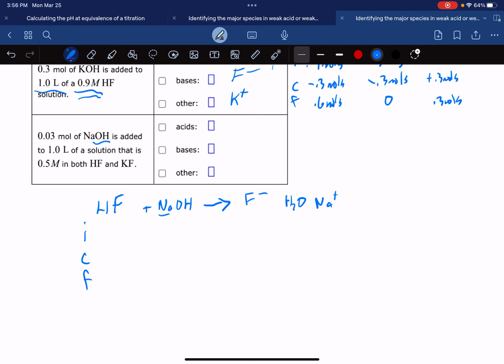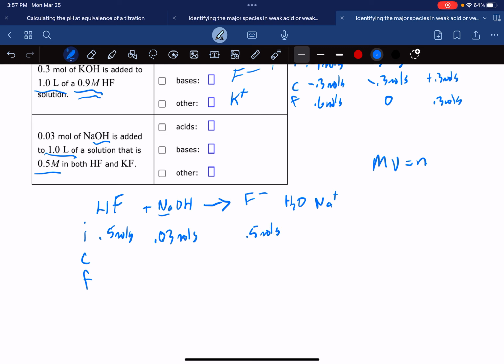Now they've told us here that we start off with 0.03 moles of the NaOH, but now they gave us 0.5 molar and 1.0 liter, and remember, molarity times volume equals moles, and so if I multiply 1 by 0.5, we're going to get 0.5. So, I'm sorry, I said 0.5, I meant 0.05, just like this is 0.03. Well, let me back that up. This is 0.03. This is going to be 0.5 moles. So I have 0.5 moles of this, and I have 0.5 moles of this.